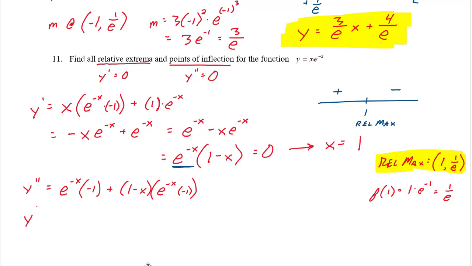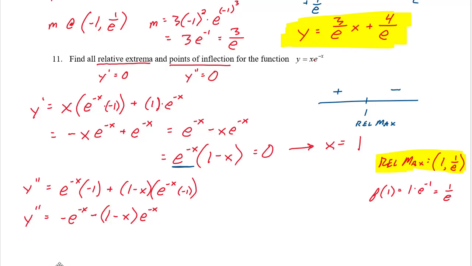And if I look at what that turns into, I've got a negative e to the negative x, that's adding with a 1 minus x times a negative. So what's the easiest way to write that? Let's just move a negative out in front of that and make it an e to the negative x that's outside like that.